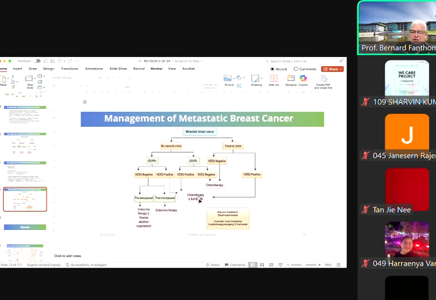The rest of the segregations, don't confuse your mind with them at the moment. So consider only visceral crisis, no visceral crisis. If visceral crisis, chemotherapy. No visceral crisis or no immediate threat to life, treatment guided by the ERPR report. If ERPR is positive, hormone therapy. If ERPR is negative, chemotherapy.